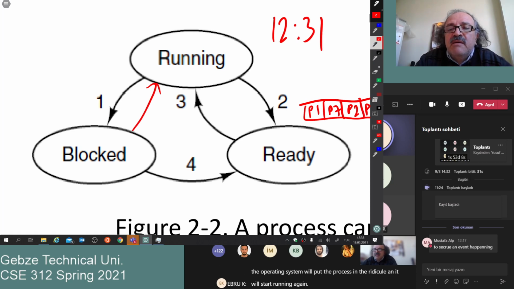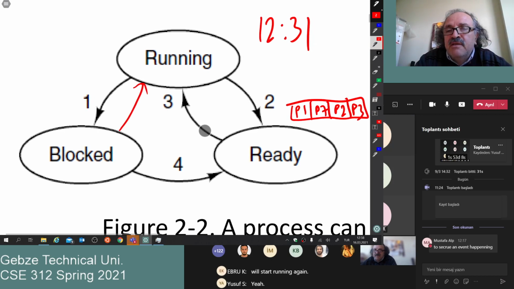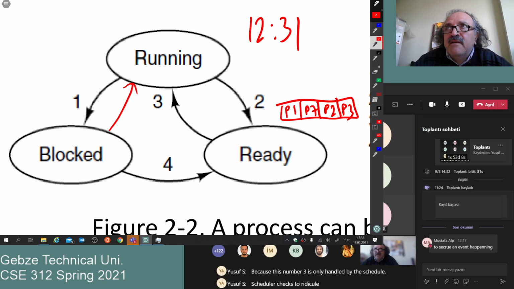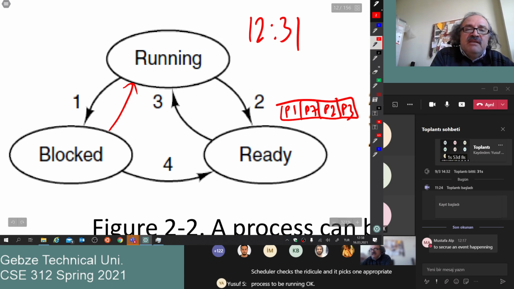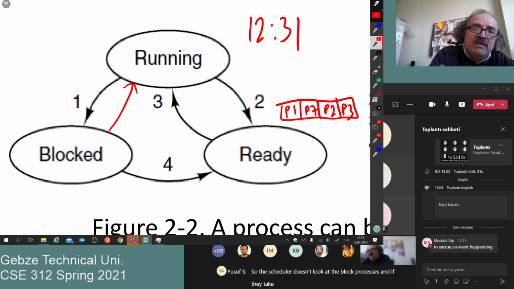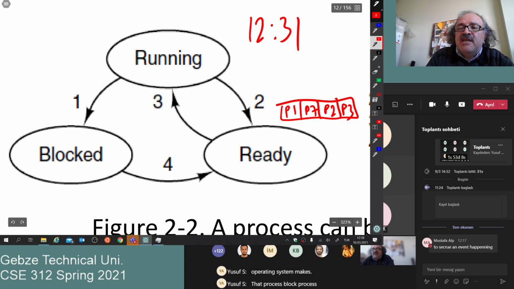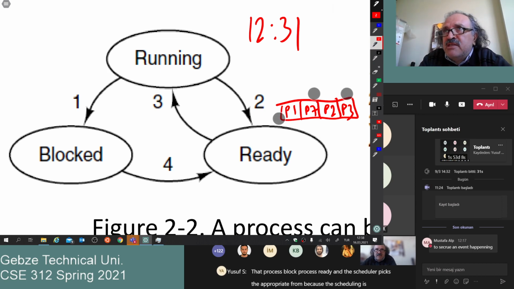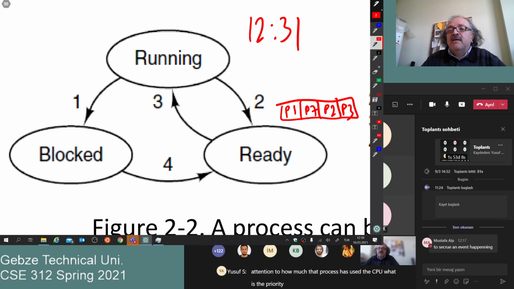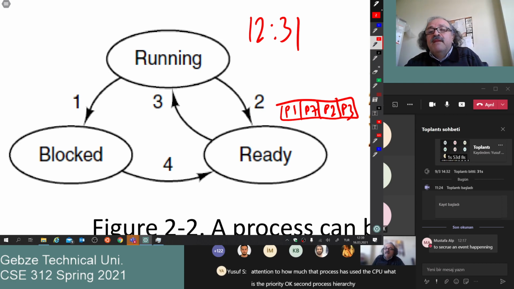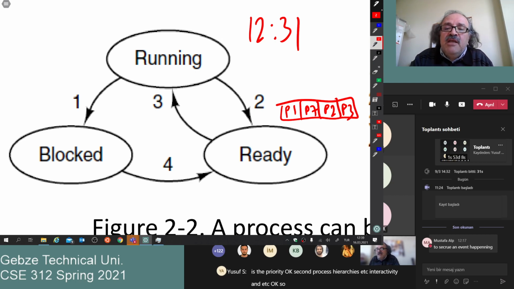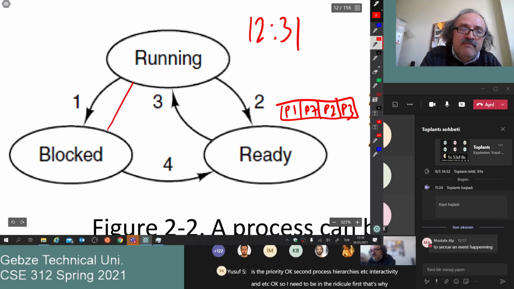Because this number 3 is only handled by the scheduler. The scheduler checks the ready queue and picks one appropriate process to be running. Okay, so the scheduler doesn't look at the blocked processes. So some part of the operating system makes that blocked process ready and the scheduler picks the appropriate one, because process scheduling is very important, and we are going to look at it. There are many algorithms for scheduling. I need to pay attention to how much that process has used the CPU, what the priority is, process hierarchies, interactivity and so on. So I need to be in the ready queue first. That's why there is no arrow from here to here.